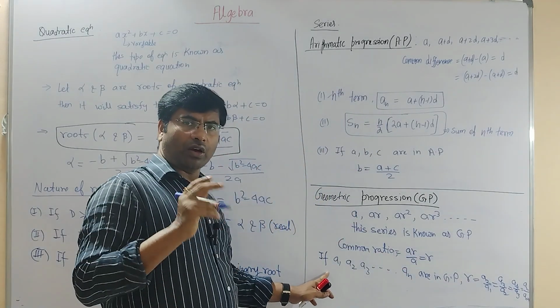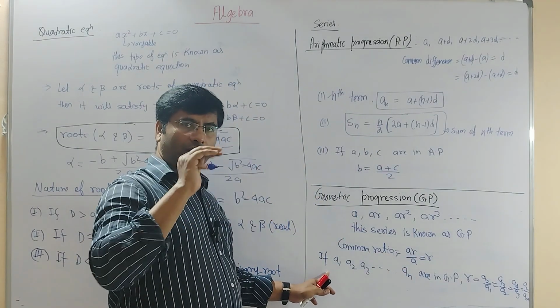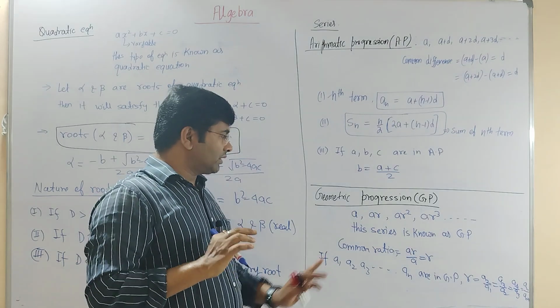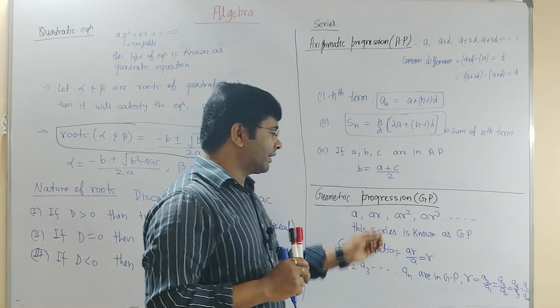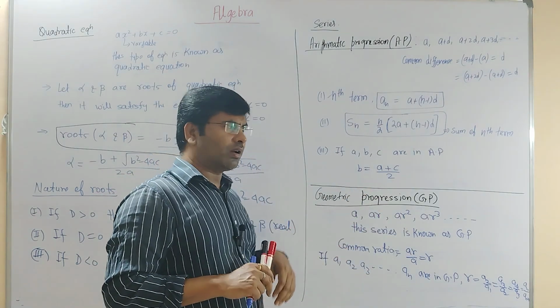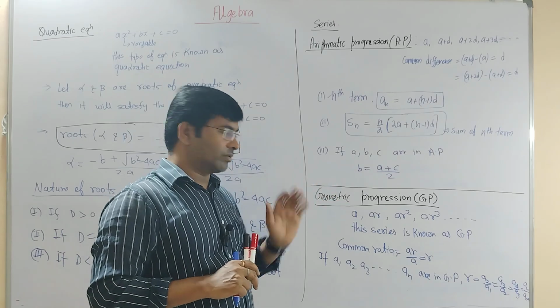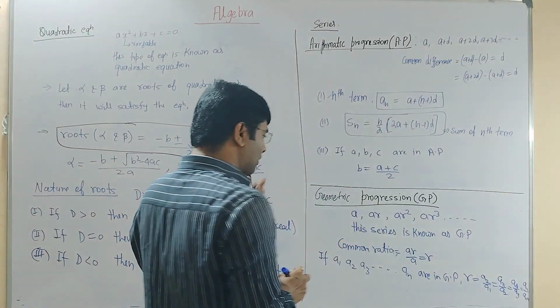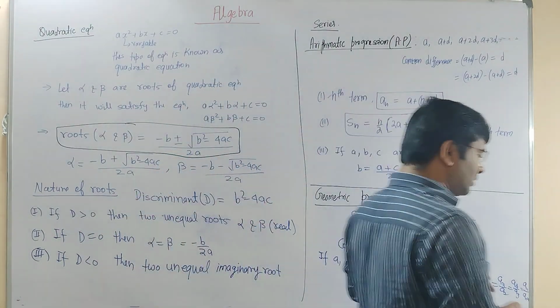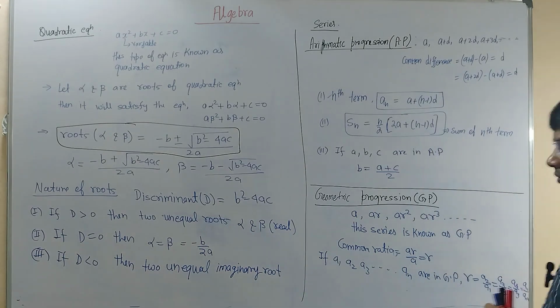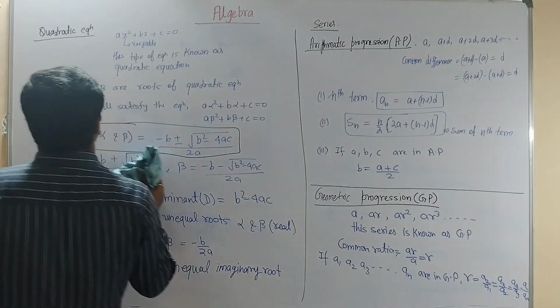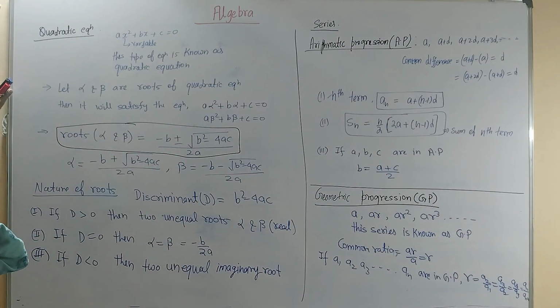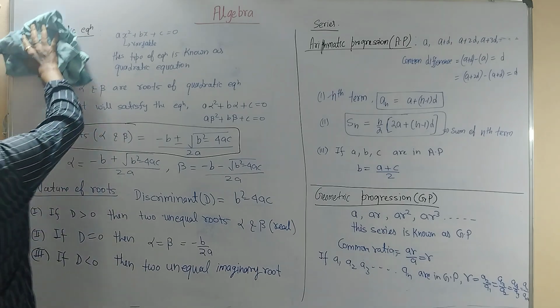So common ratio is always the next term upon the previous term, the ratio will be constant. Okay, like 10th term upon 9th term, or 100th term upon 99th term. Okay, so this is how the common ratio is defined. So in this one again we have to find out the nth term, the sum of n terms, and the sum of infinite terms also.